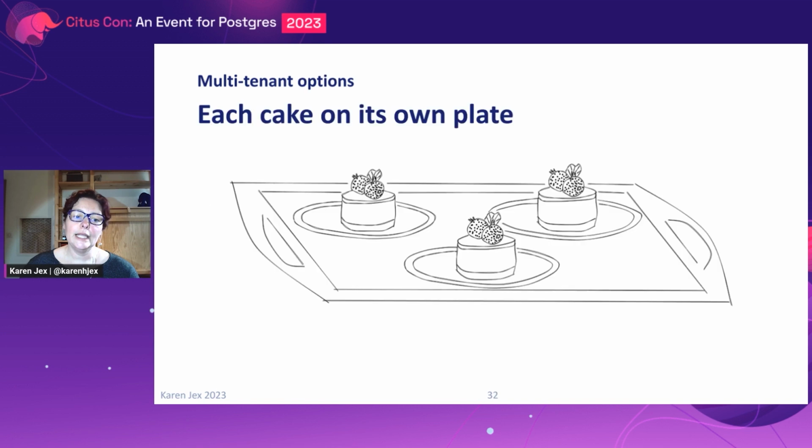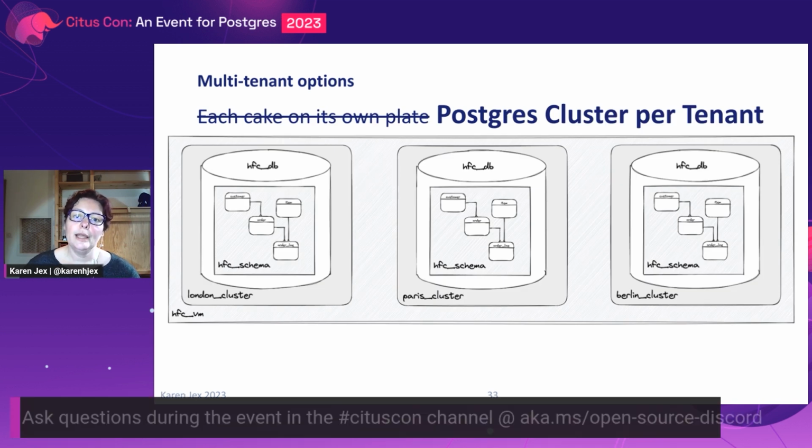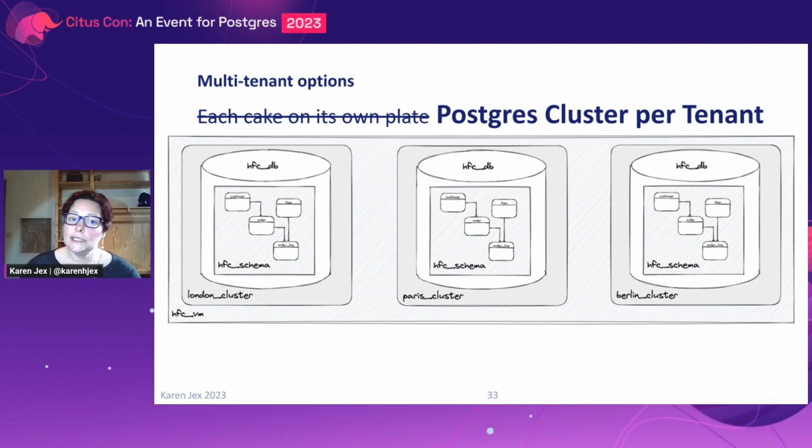So we've got one tray with each cake on its own plate, which I'm using to represent a single server or VM, but then with each tenant having its own Postgres cluster. So here I've got a single HFC VM, I've got a London cluster, a Paris cluster, and a Berlin cluster. Here you've just got to note that each of those clusters needs its own name and will be listening on a different port.